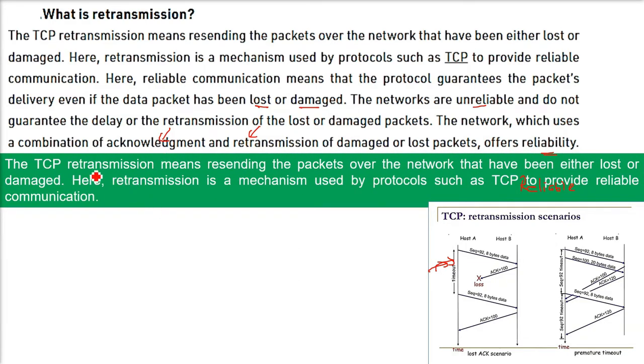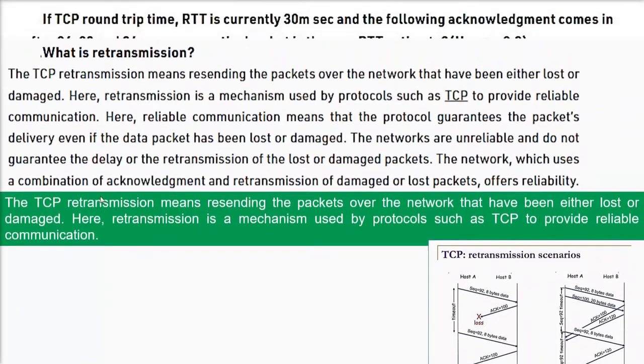So acknowledgement plus retransmission is the key for reliability. TCP retransmission just means resending the packet over the network that has been either lost or damaged. Retransmission is a mechanism used by protocols like TCP to provide reliability.